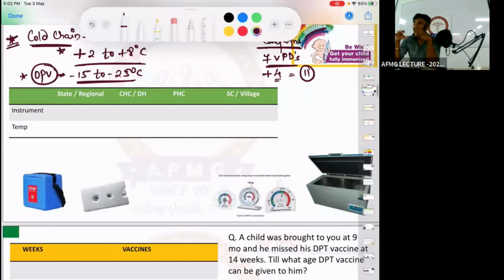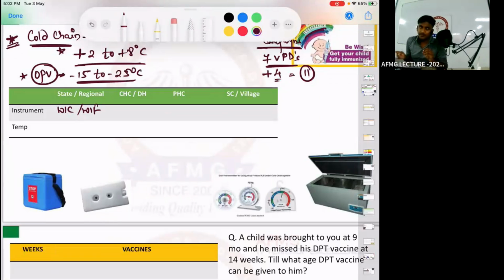Then if I talk about cold chain maintenance, guys, cold chain maintenance or vaccine storage at various levels would be there. Okay, first is the state or regional level, then at CSC or district hospital level, then at your PSC level, and lastly at your sub-center or village level. So jaldi se, please let me know the instrument which is used and the temperature of them. Okay, first, state or regional level pe we have the walk-in cold room and the walk-in freezer.